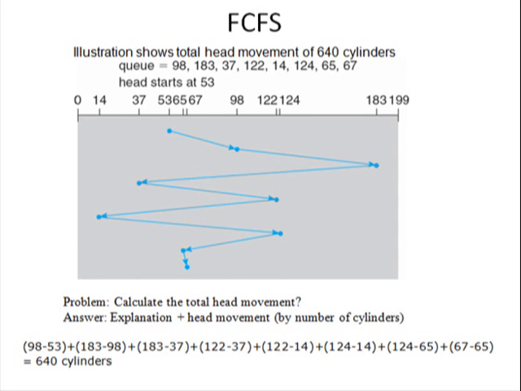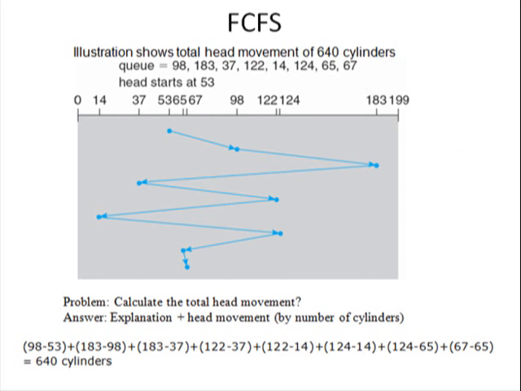So here the head is starting at, or is pointing at, the 53rd cylinder. If we check the queue, the first request is at 98. So the head movement will be from 53 to 98. Next movement will be from 98 to 183. Then the next request is 37, so the head will move to the 37th cylinder. Then it will move to the 122nd cylinder, then to 14, then to 124, then to 65, and lastly to 67.